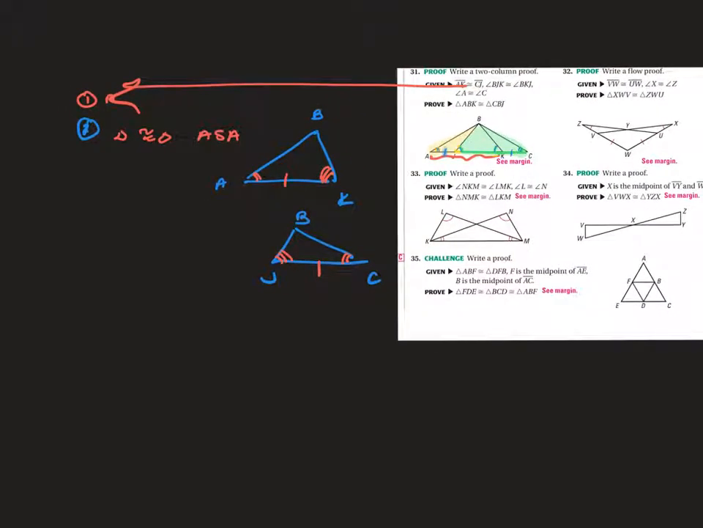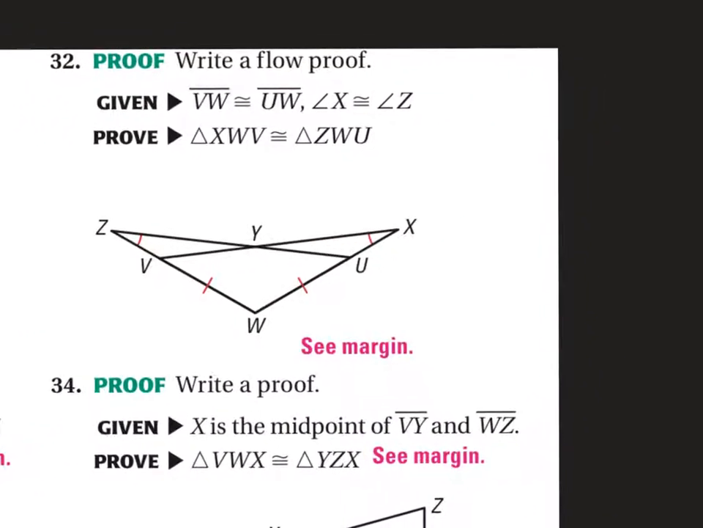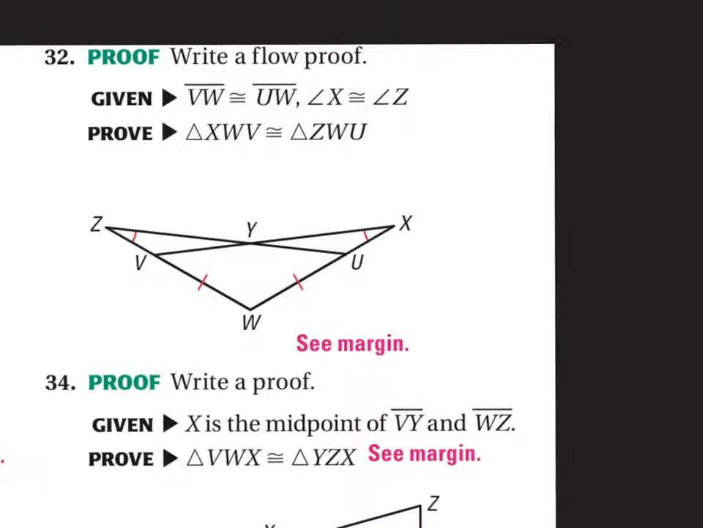32 looks like this. This is VW. That's that one that's marked.